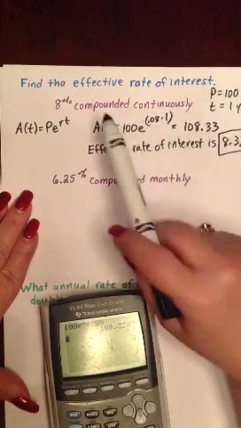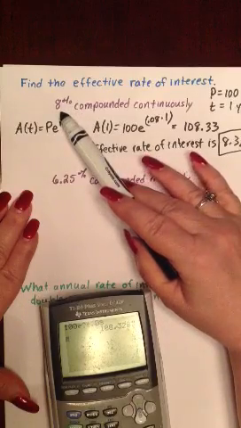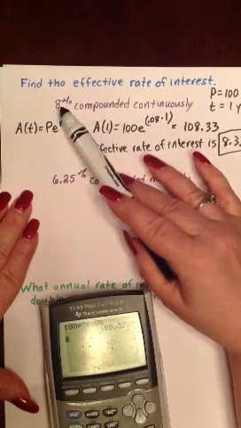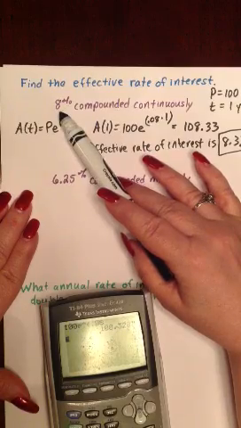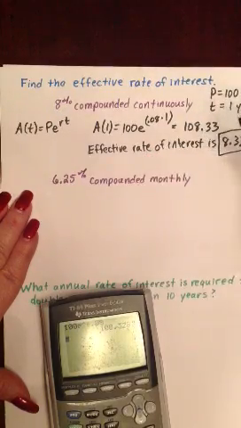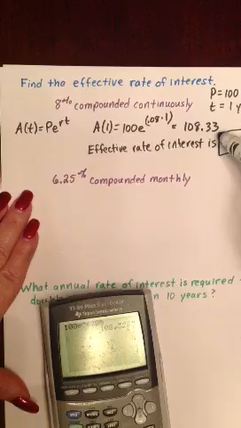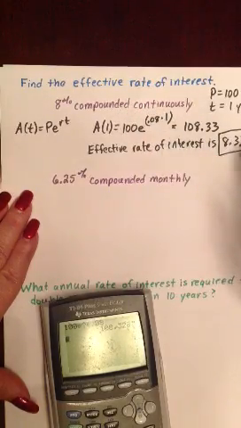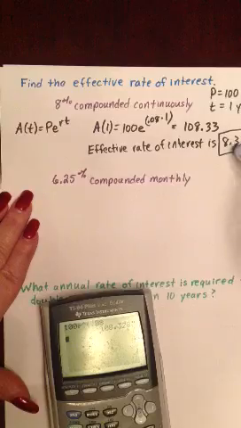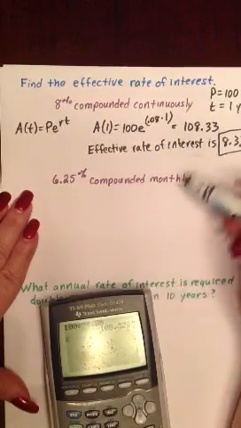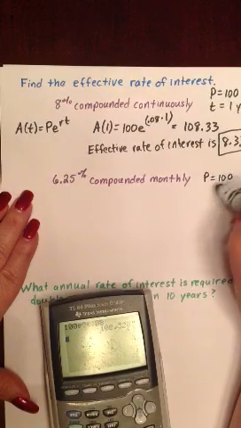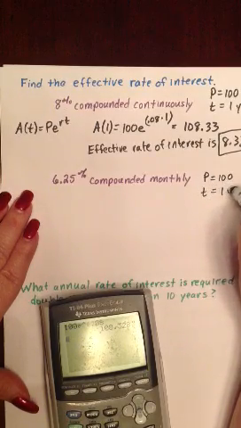It's kind of like they told you you're being paid 8%, but if you invested $100 and you were told you were going to be paid 8%, you would think you would only make $8, but instead you made $8.33 because it's compounding continuously. So your effective rate of interest is actually 8.33%. Okay, we're going to do another one. Same idea. Principal is always going to be 100 and time is equal to 1 year.